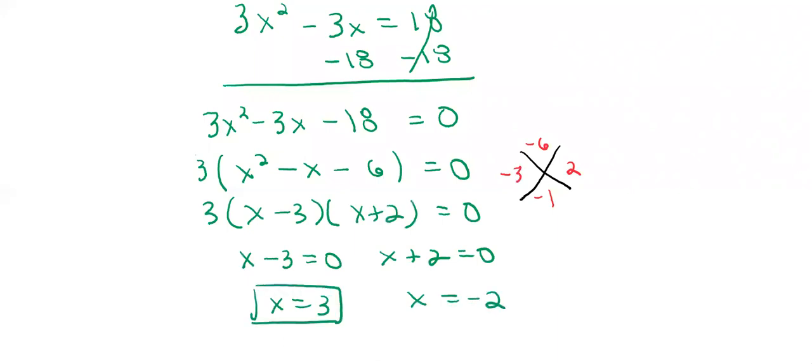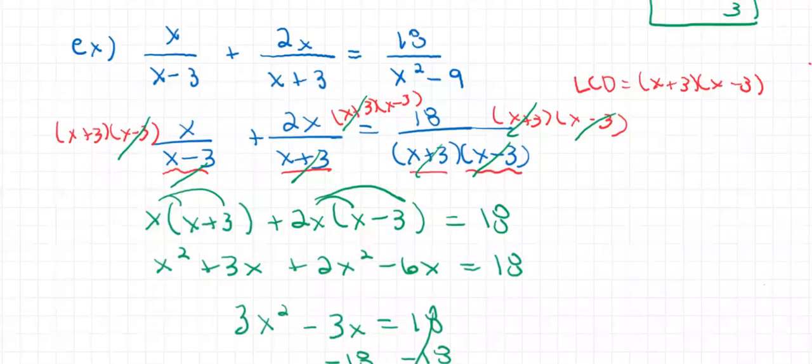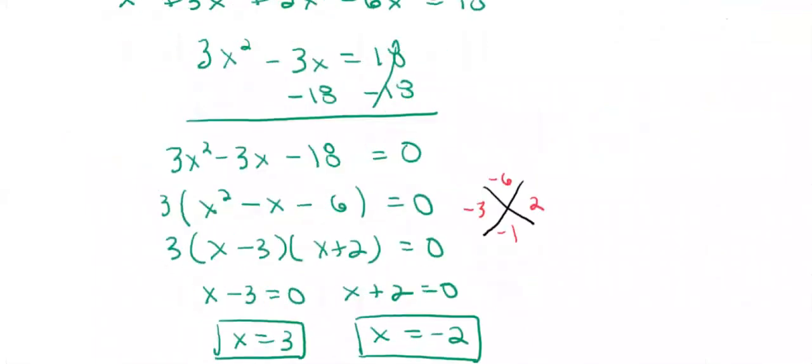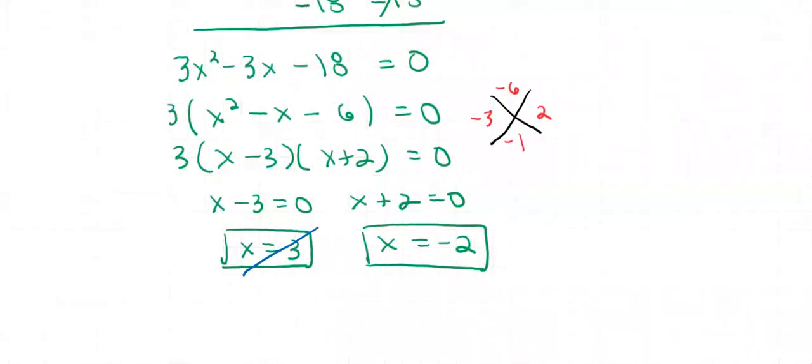And I'm going to check these to make sure that neither of them give me an issue in my original problem. So I'm going to come back up here to the top, and I notice that in the original problem, x can't be 3 or negative 3. Okay, well, I happen to have one solution that equals 3. So this one no longer can work because it's going to give me 0 in the denominator, which I'll abbreviate. Therefore, the only solution that'll work is x equals negative 2.